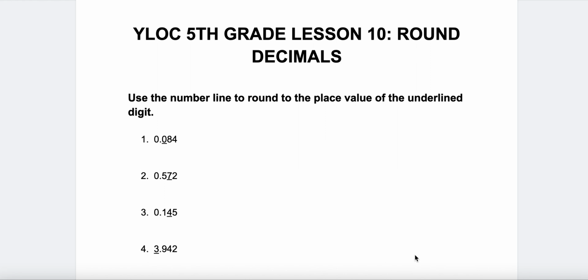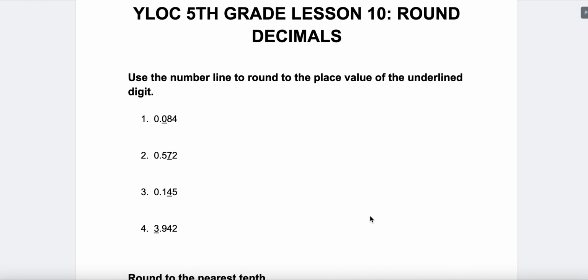Round decimals. Use the number line to round to the place value of the underlying digit. So, we're trying to round it to the tenth digit.